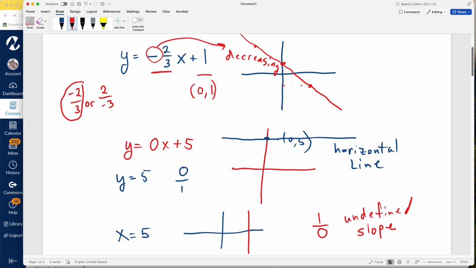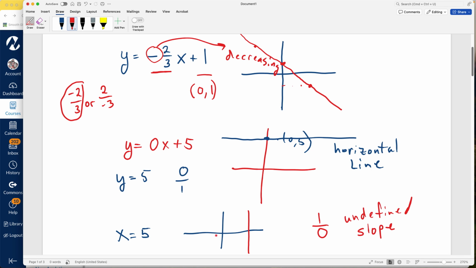The other thing is a vertical line. Does a vertical line have a y-intercept? Will it ever be able to cross the y-axis? No, it's like train tracks. Do they ever? Well, maybe they do meet, but you shouldn't cross the train tracks, right? They're parallel. So no, there is no y-intercept.